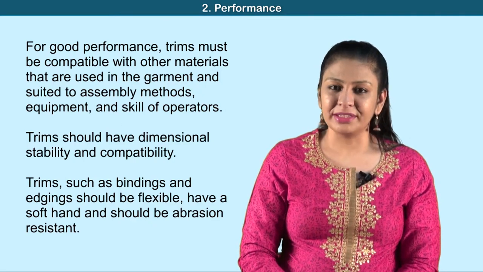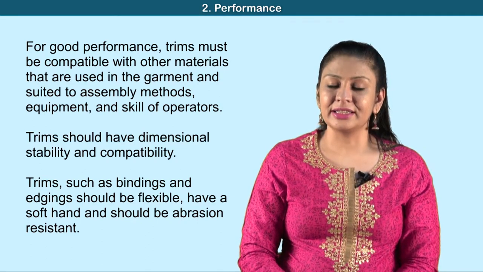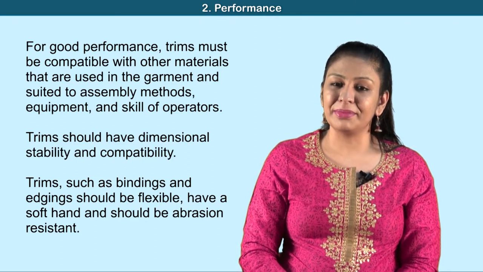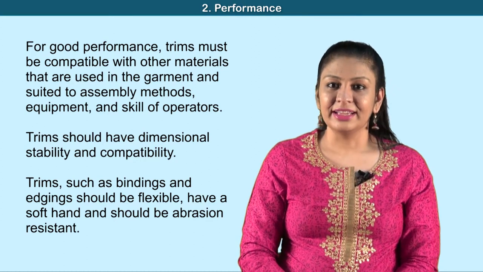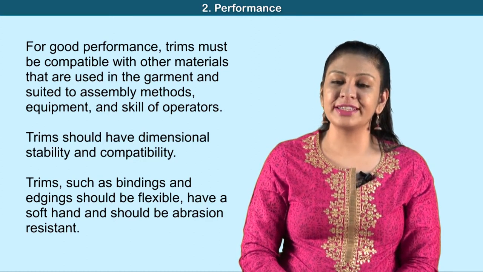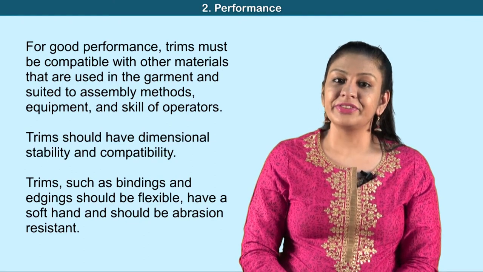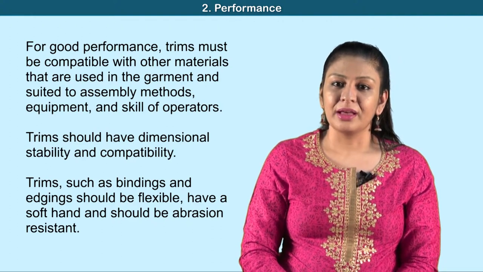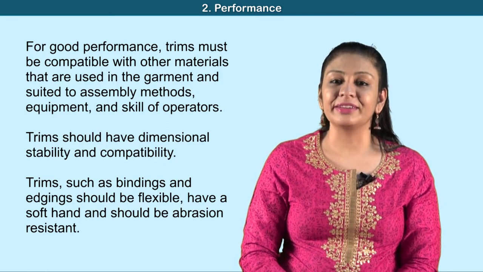For good performance, trims must be compatible with other materials that are used in the product and suited to assembly methods, equipment, and skill of the operators. Trims should have dimensional stability and compatibility. For instance, trims such as bindings and edgings, as we discussed before, should be flexible. They should have a soft hand and they should be abrasion resistant.